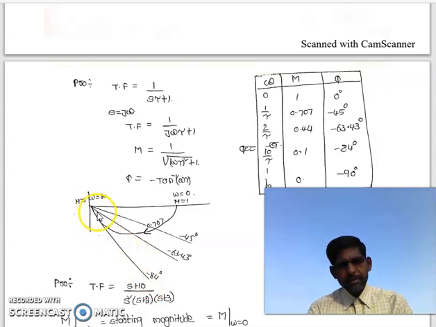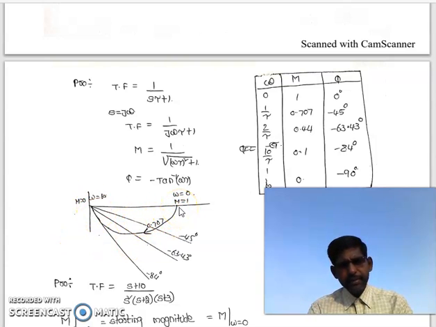If you connect all these points: at omega equal to 0, the magnitude is 1; at omega equal to 1 by tau, 0.707; at omega equal to 2 by tau, 0.44; and at omega equal to infinity, the magnitude is 0. So the plot will be like this, from here to here.